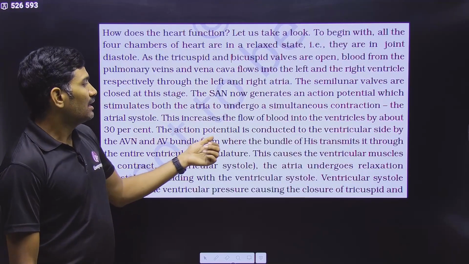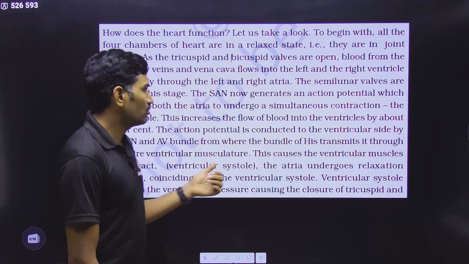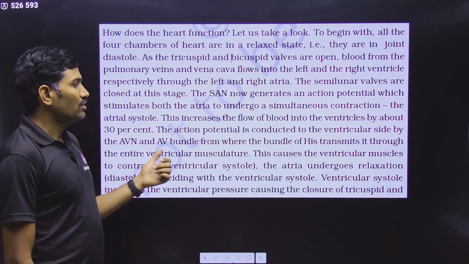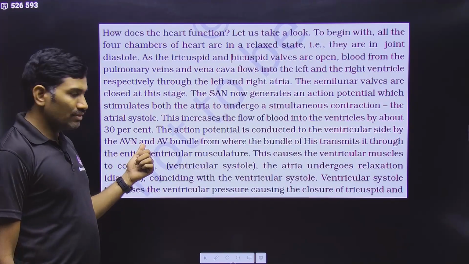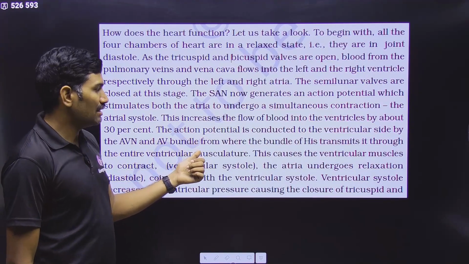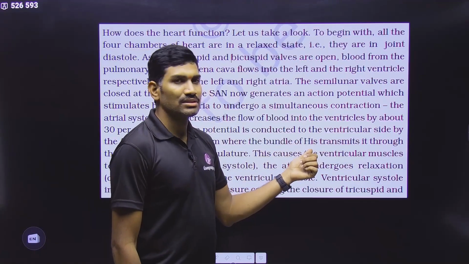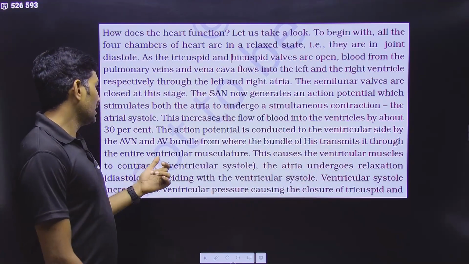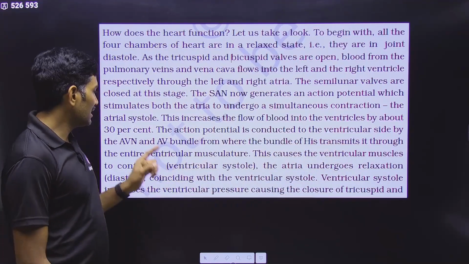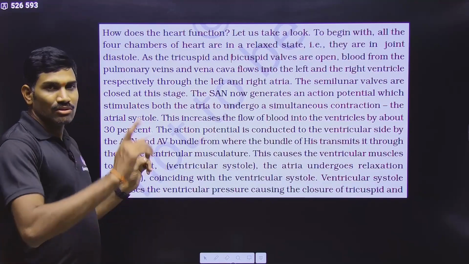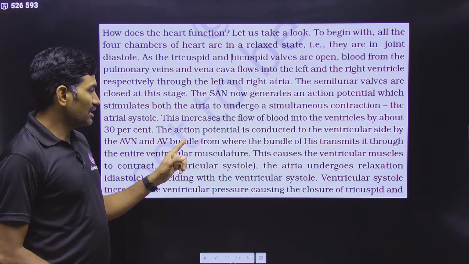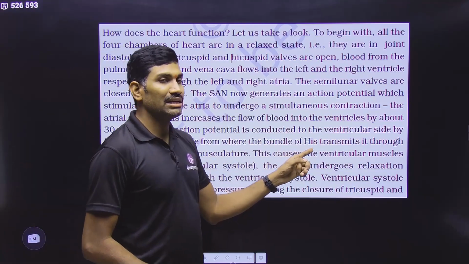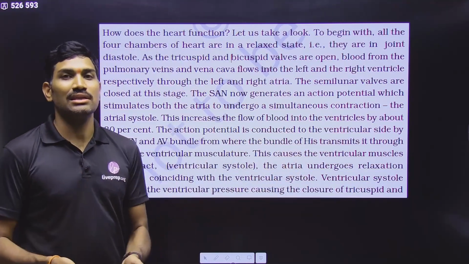Okay, next, the action potential is conducted to the ventricular side by the atrioventricular node, and then the AV bundle, from where the bundle of His transmits it through the entire ventricular musculature. Here they are saying it in a different way. SA node to AV node, fine. After AV node, AV bundle, fine. But from the AV bundle they say bundle of His. Please remember, both of them are the same.